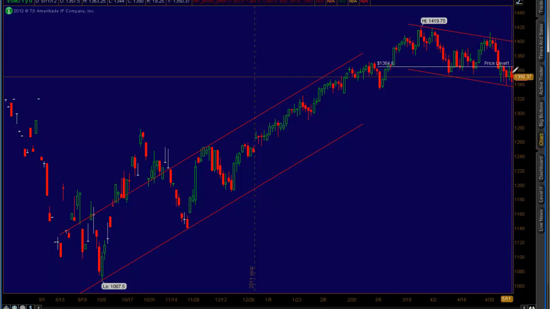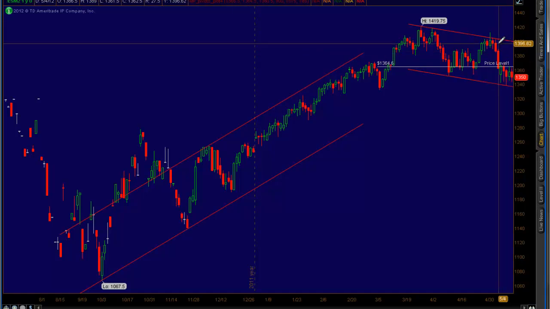The last move when we moved out of a balanced area was higher to a lower high. So even if we were to revert to the upside out of this area, I would again be looking for a lower high, possibly a halfway point here. If not, then definitely the high end of the channel. I wouldn't think that we would break out to an up move here at this point.